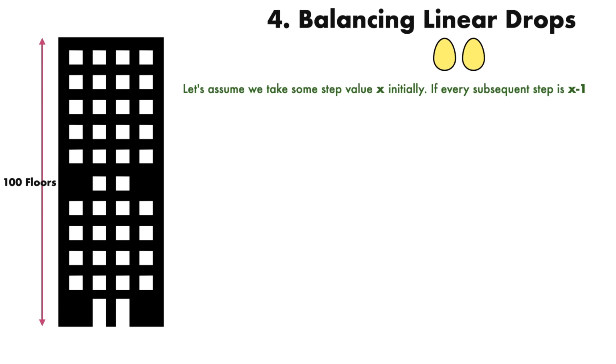Let's assume we take some step value x initially, and every subsequent step is x minus 1. If we drop our first egg from floor x, 10 in our 10 floor strategy, the linear portion of our strategy is x minus 1, that is 9 in the above strategy. So our drop count is x plus x minus 1. If the egg doesn't break on the first drop, our drop count increases by 1. So we will need to remove a drop from our floor to floor drop count. The next drop should be from x minus 1 floors up.